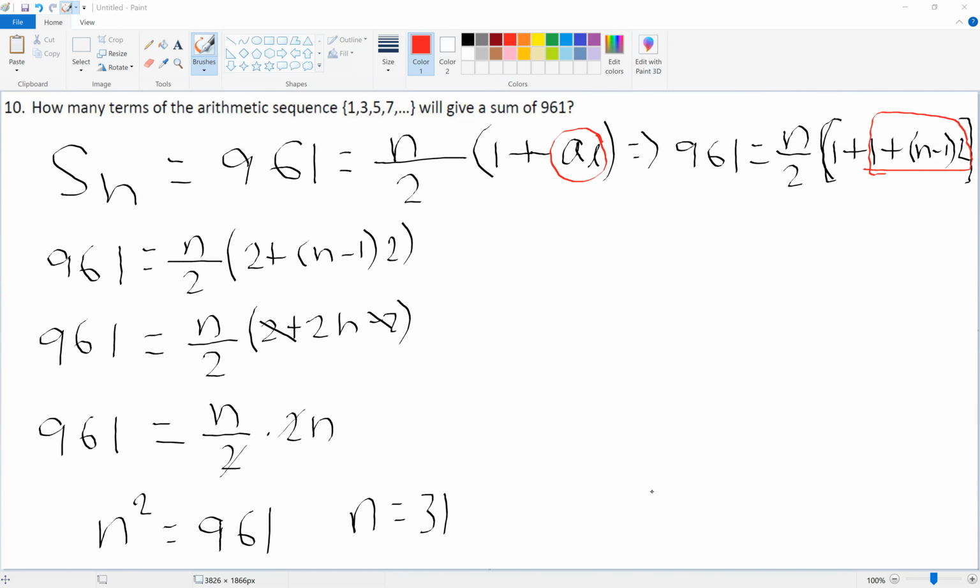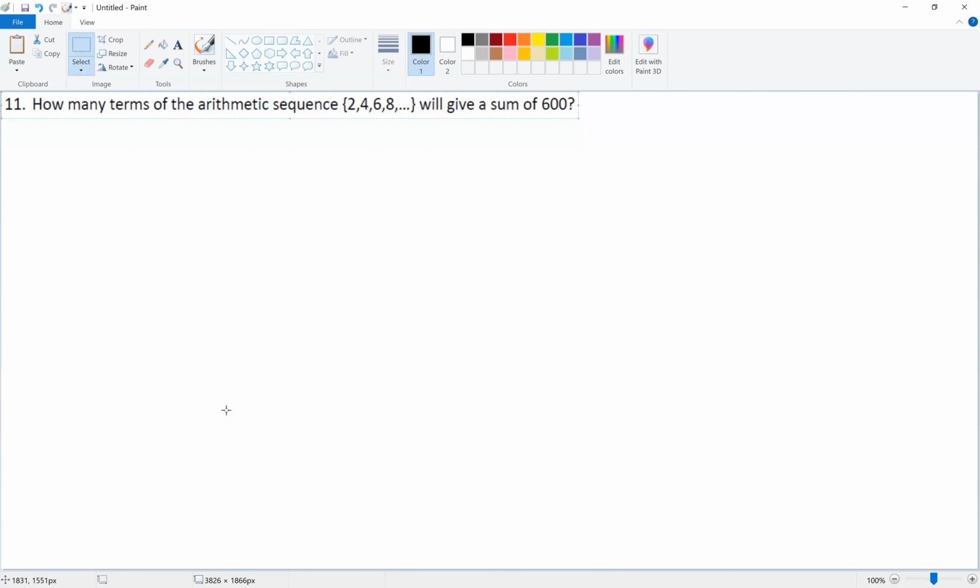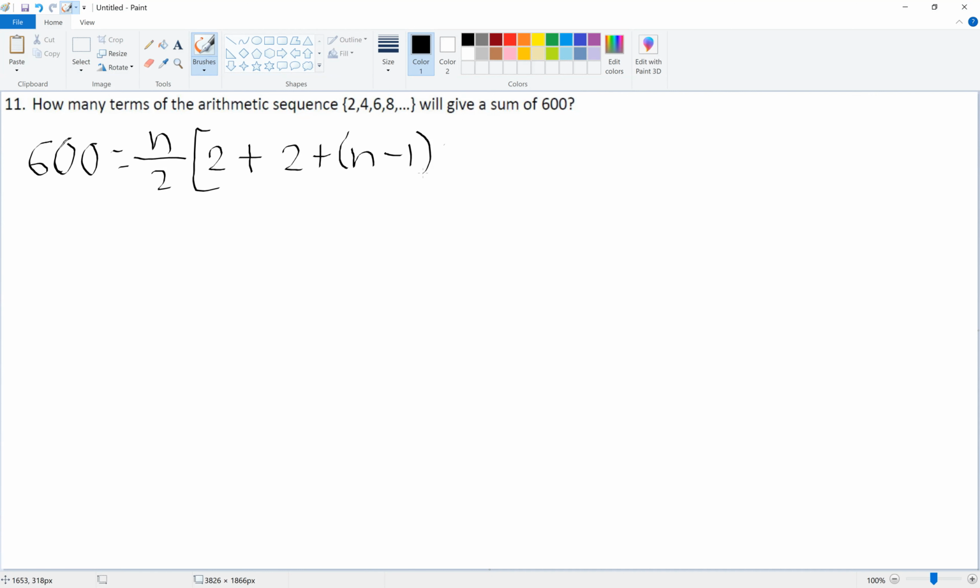Similar question. Samantha, did you do 11? Yep, I did this one. Go ahead. Okay, so I started off by substituting it into the formula. So it's 600 equals n divided by 2, and then 2 times a1 plus n minus 1 times d, which is 2, so 2n minus 2.